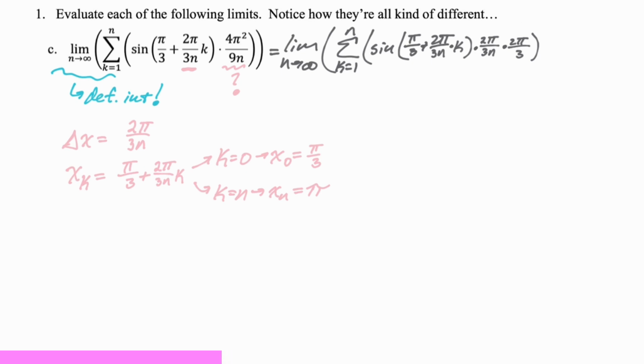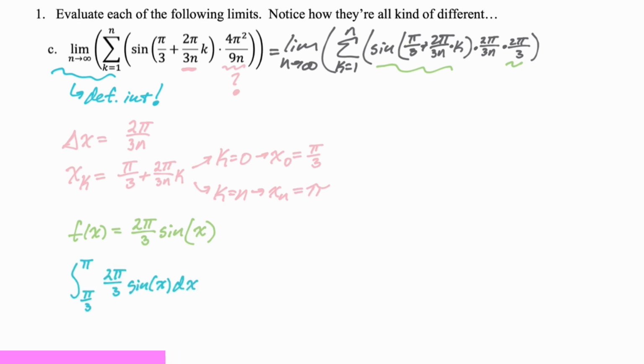Now, what is our function? Our function is pretty straightforward, except for whatever reason, there's just this extra 2 pi over 3 hanging around. I don't actually know why I put that, but I think my function is sine of x times 2 pi over 3, or 2 pi over 3 sine of x. I don't know. So our definite integral will be the integral from pi over 3 to pi, 2 pi over 3 sine of x dx.